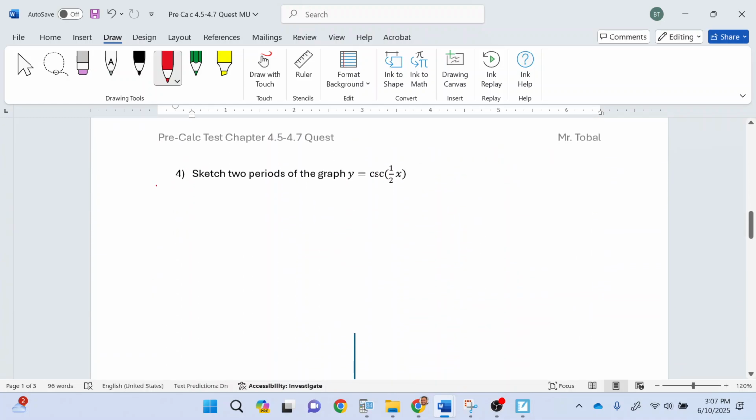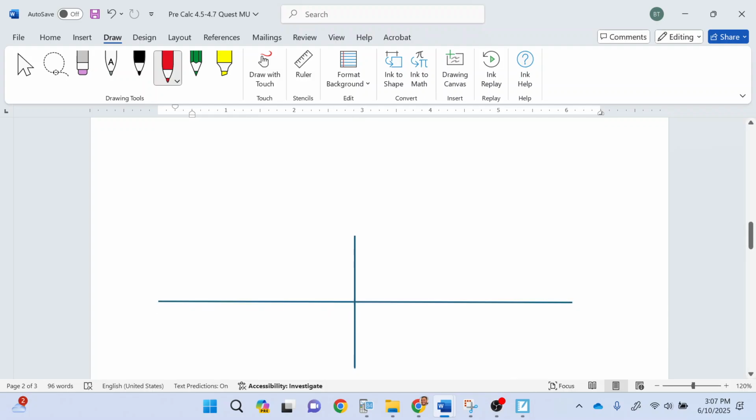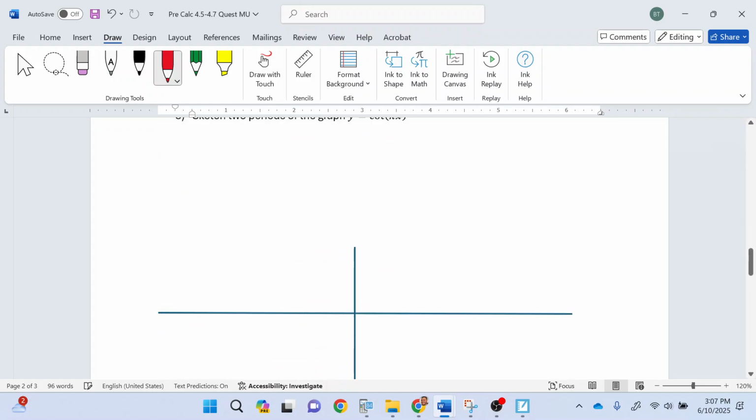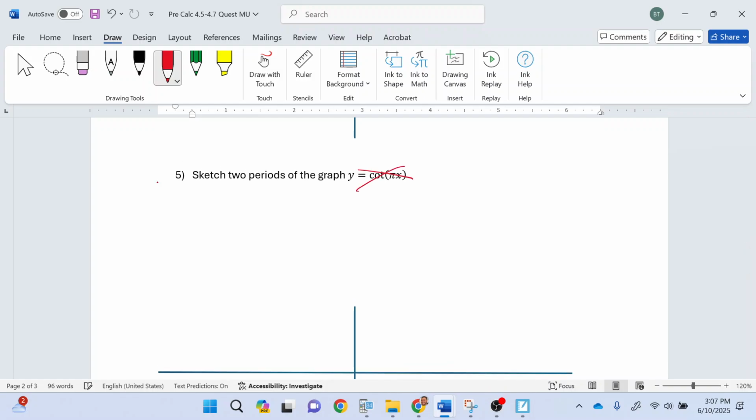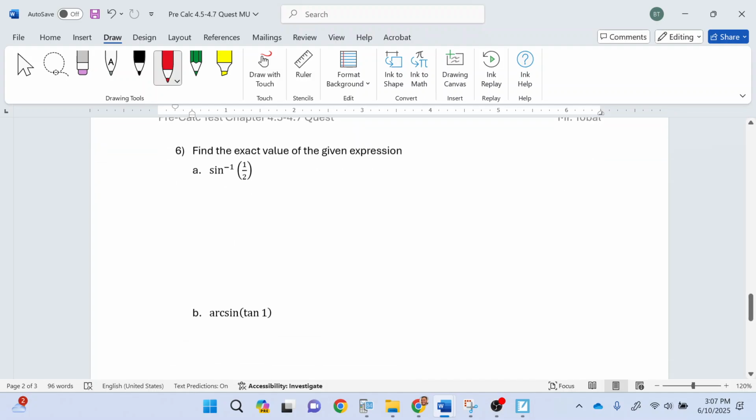Over here, sketch 2 periods and graph cosecant 1/2 pi x. You might have it where it's like cotangent or something. I don't remember which version you have. So if your paper's a little different, don't worry about it. Don't go crazy. And you know what? Why am I wasting time? You're not going to graph cosecant. You're not going to graph cotangent. Just know how to graph sine and cosine, okay? Let's move on. Next one, find the exact value of the given value.